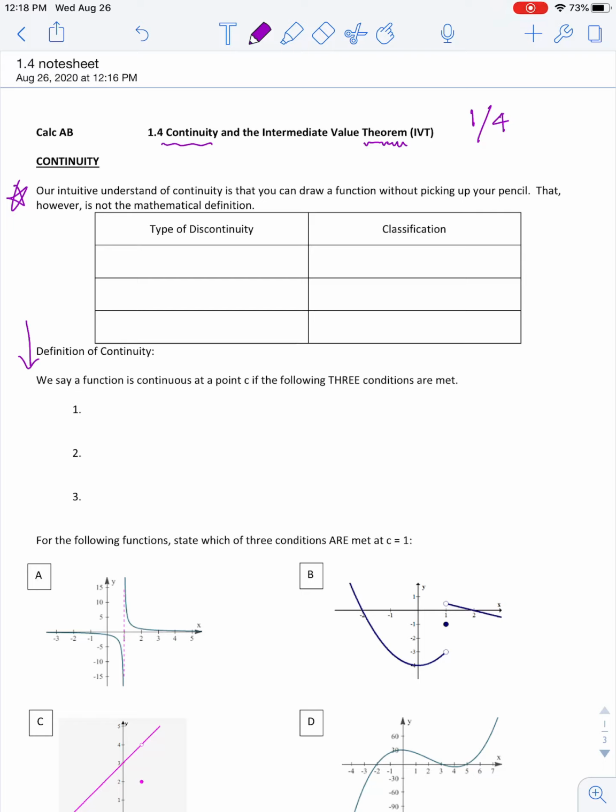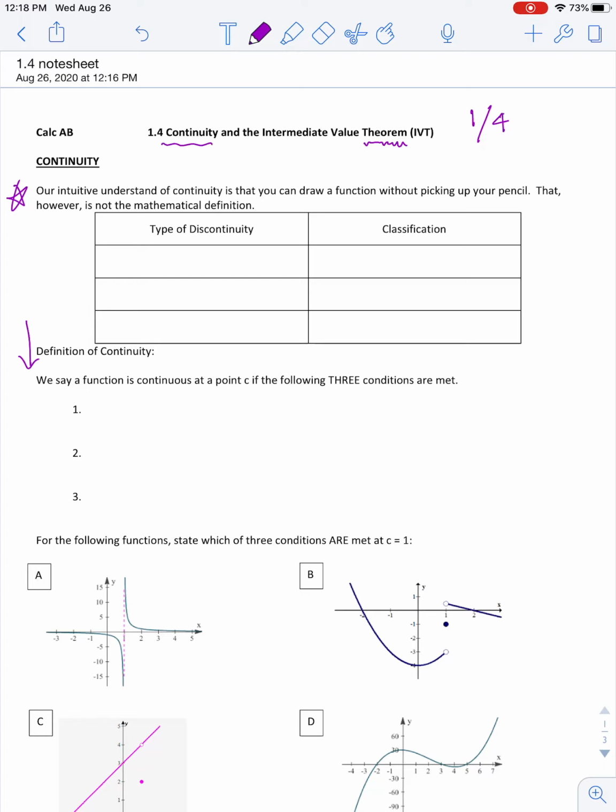So when you think about graphs and you think about things that get in the way of your ability to draw a function without picking up your pencil, what kinds of things cause that to happen? Okay. All right, so hopefully you answered that.